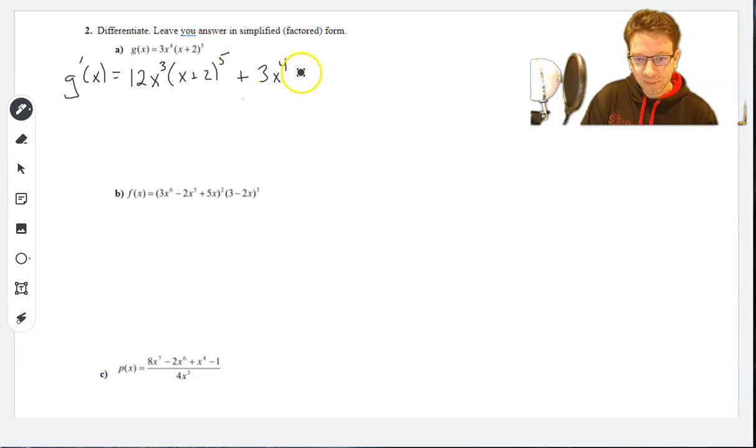So we're going to multiply by 5, and then take the bracket and subtract 1 from the exponent, and then multiply by the derivative inside the bracket, which in this case is just 1. So there you go. That's your derivative. If you want, we can clean this up a bit.